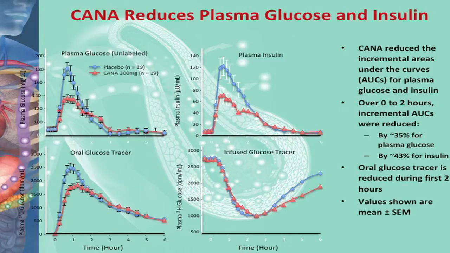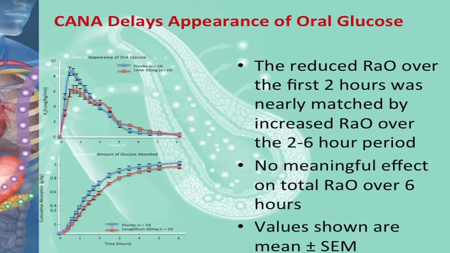And when you look at the rate of appearance of absorbed glucose from the gut, like an OGTT here, what you see is that there is a reduction of the rate of glucose in the absorption profile. And this basically shows the same thing, that canagliflozin can delay the appearance of oral glucose. And I simply want to make the point that it is because of that combined specificity.